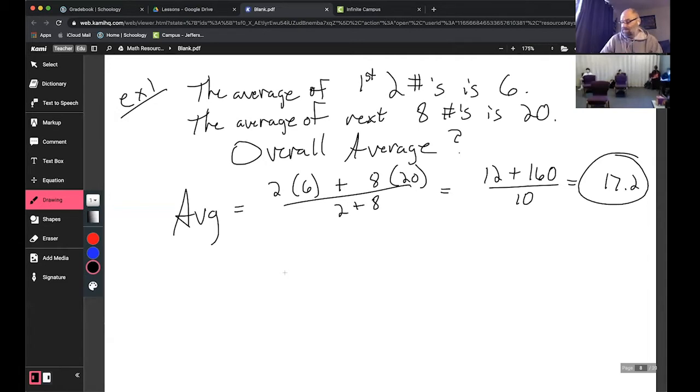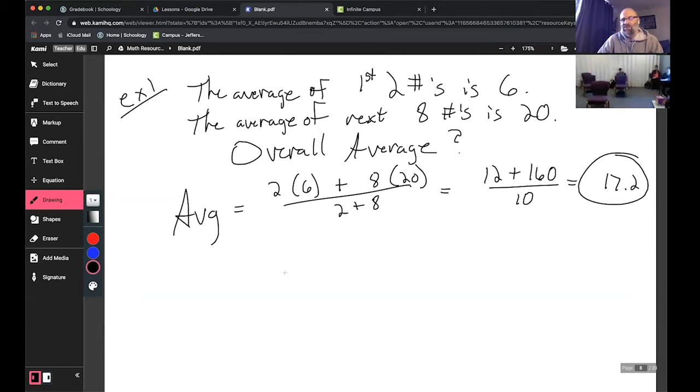Okay. So this is weird because you're finding the overall average and you still don't know what any of these numbers are. Well, that's not how you find the average. You don't need to know the numbers to find the average. All you need to know is the sum of the numbers and how many numbers there are. You don't even have to know what the numbers are. You just need to know the sum of the numbers, and you can figure it out because you're given the average, and you need to know how many numbers there are.